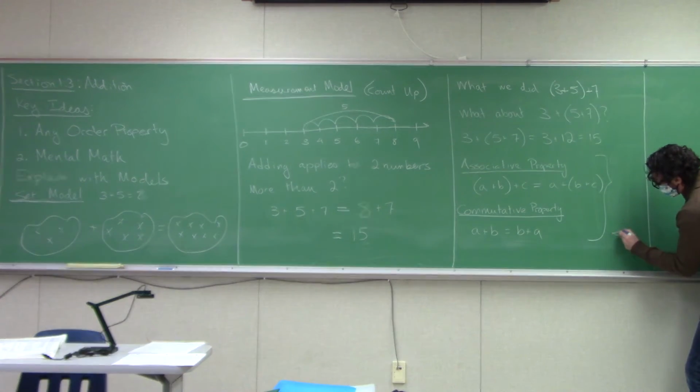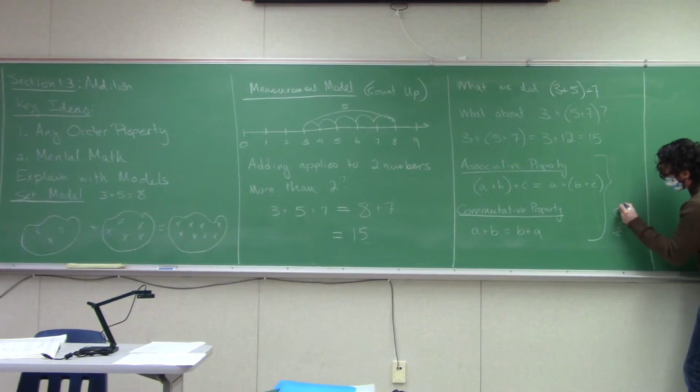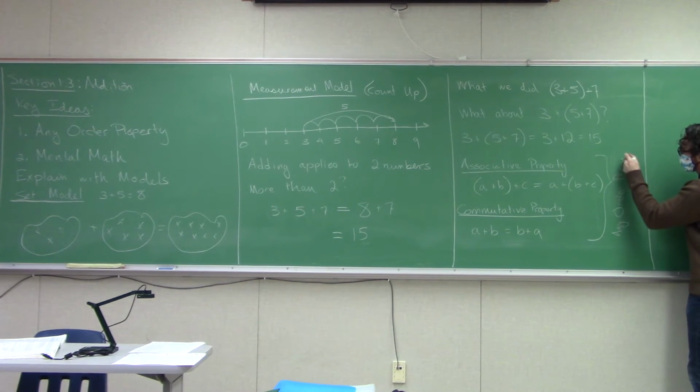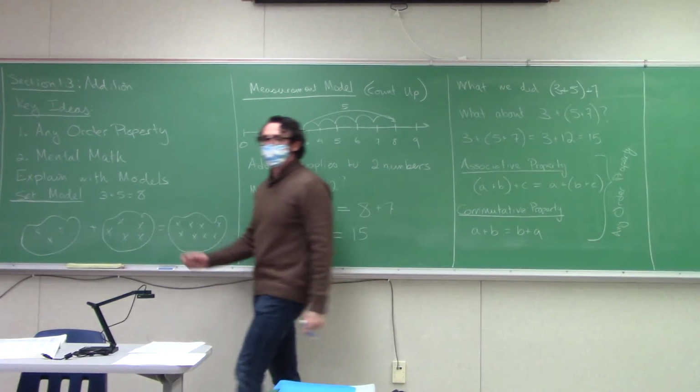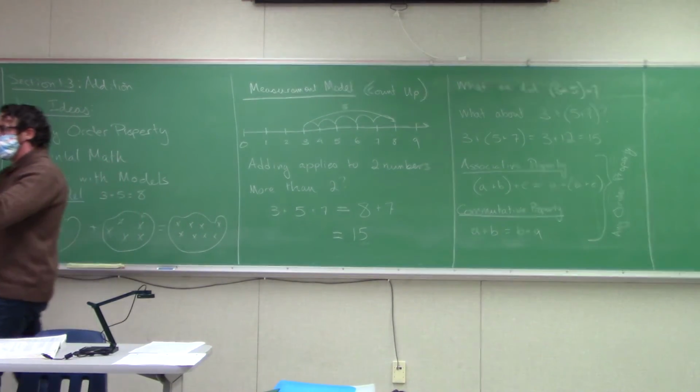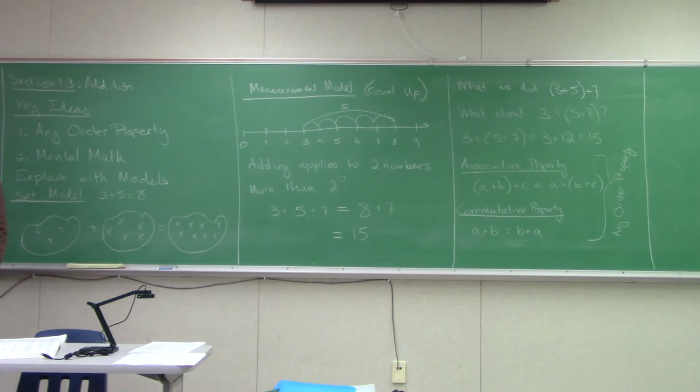These two things together are what your author calls the any order property. So you can group them however you like. You can also switch them however you like.